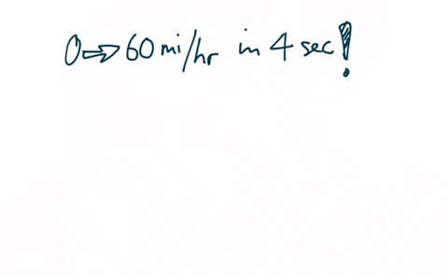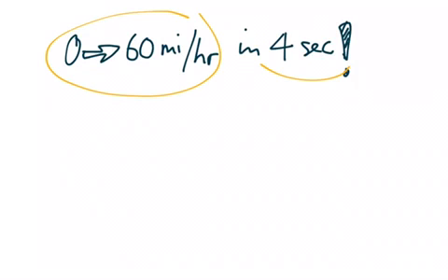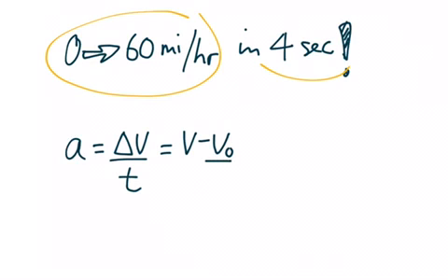Now the car I happen to be driving right now is a Nissan Altima, and if I hit the gas or put the pedal to the metal, I bet I can go from 0 to 60 in 4 seconds. I don't know if that's true or not. Maybe I'll try it on my way home. But given those numbers, an interesting question would be, what is my acceleration over that time interval? Well, to figure that out, acceleration is the change in velocity divided by time. Change in velocity is final velocity minus initial velocity, or v minus v naught, divided by the time interval.